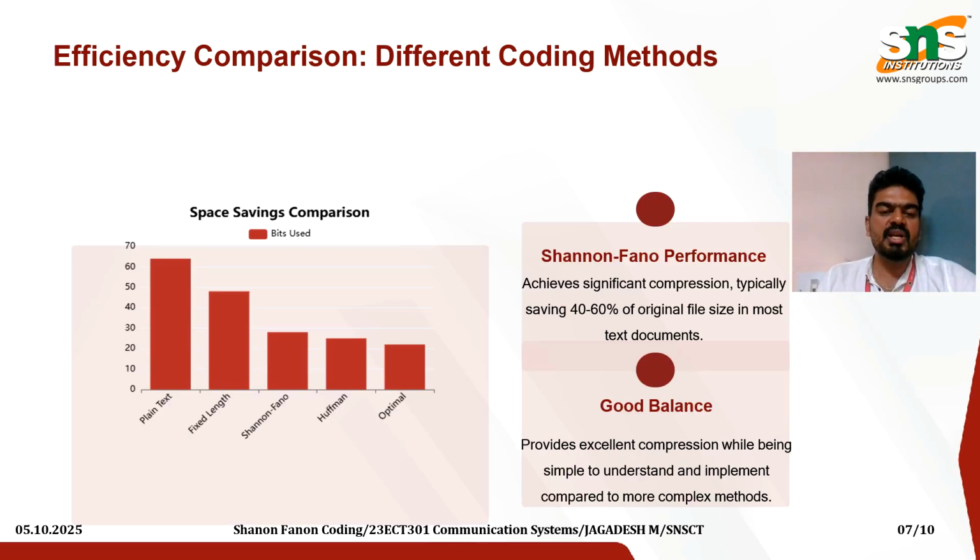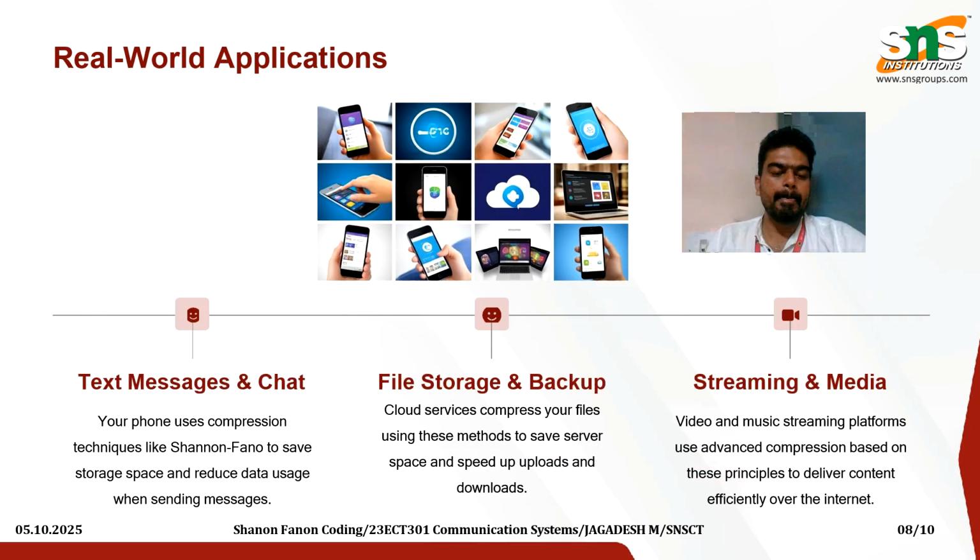Next, efficiency comparison of different coding methods. As I said already in the first slide itself, we are going to compare Shannon-Fano with other coding methods. In Shannon-Fano, compression typically achieves 40 to 60 percent of the digital file size in most text documents. The space saving comparison is shown in this graph.